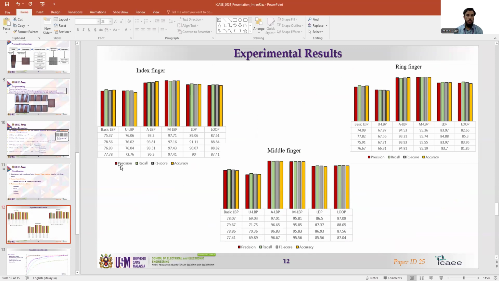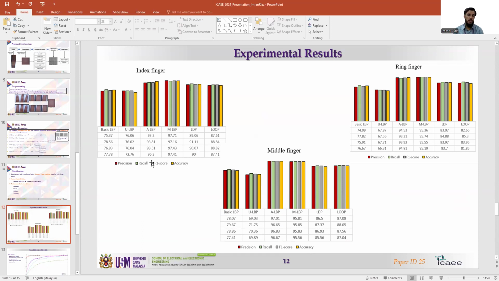you can see the precision is shown in the red color, the recall is in the green, the gray color is for the F1 score, and the yellow bars are for the classification accuracy in all these three figures. If we consider basic, uniform, average, median, LDP, and loop, the highest results for all three fingers are achieved in average local binary pattern and the median local binary pattern.